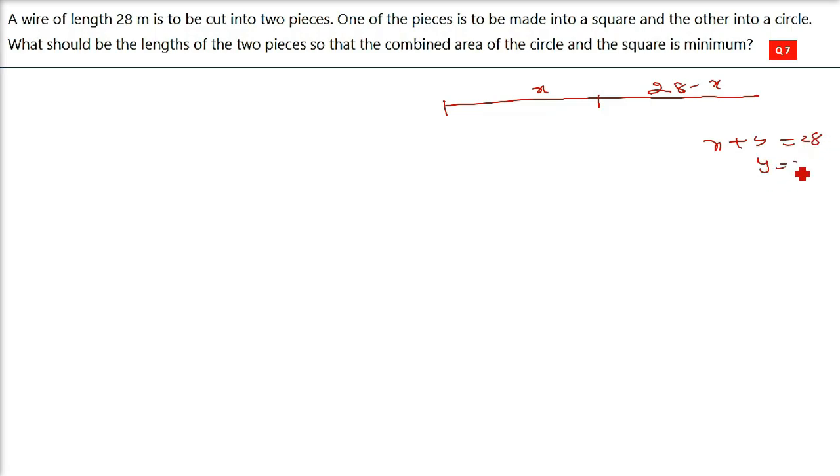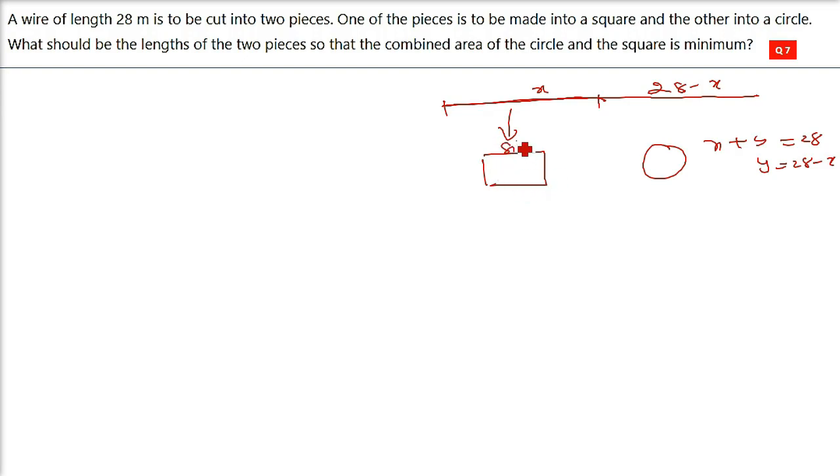If we take one piece as x, the other will be 28 minus x. So x and y we generally take, one is x, one is 28 minus x. Now the second part is that this whole piece x will be made as a square, and the remaining piece, which is 28 minus x in this case, will be made as a circle.